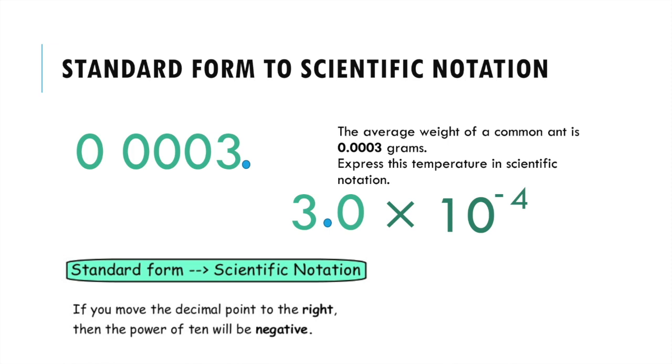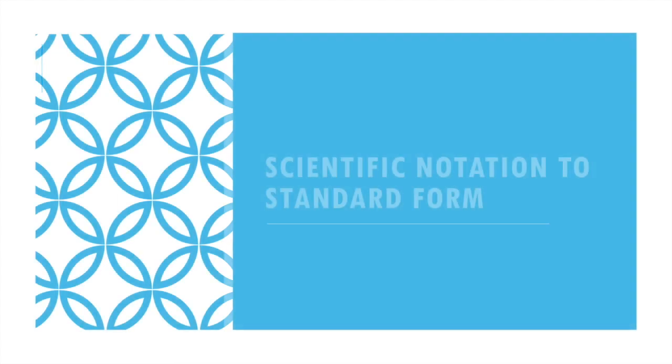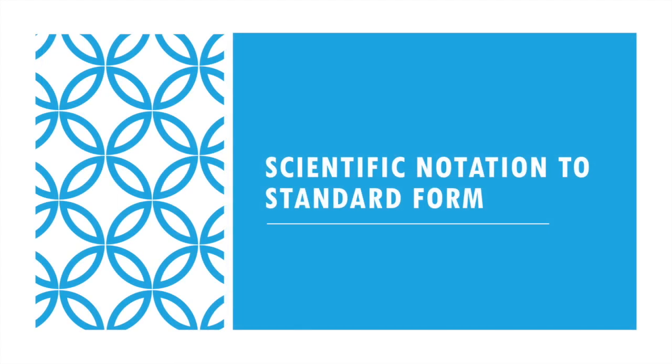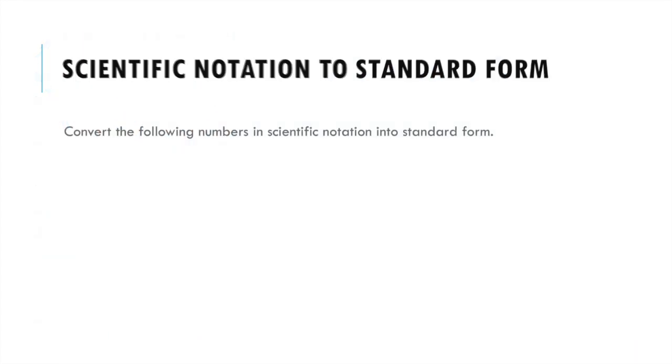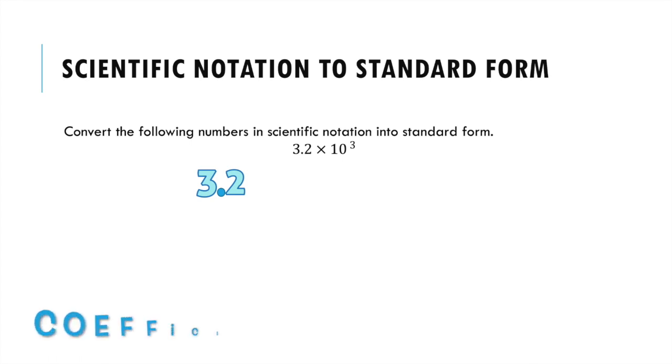So that is going from standard form to scientific notation. Now we're going to do a little switcheroo and go from scientific notation to standard form. Convert the following numbers in scientific notation into standard form, starting with 3.2 times 10 to the 3rd power. I'm going to first start by taking my factor, or my coefficient, or the college level term, mantissa, and I'm going to rewrite it, and then I'm going to look at my exponent. My exponent is 3 and it's positive.